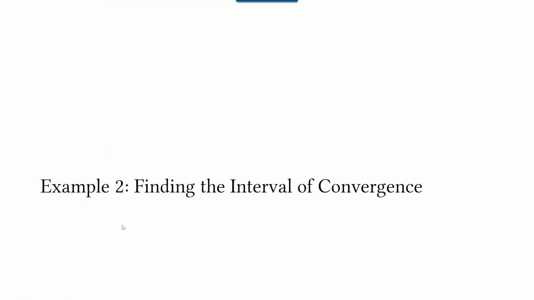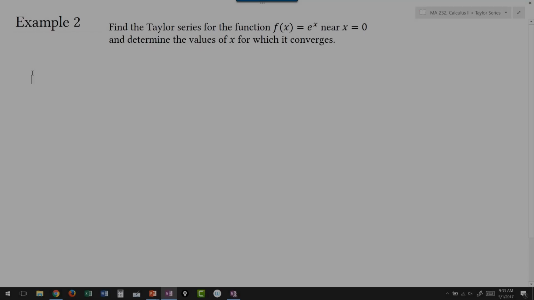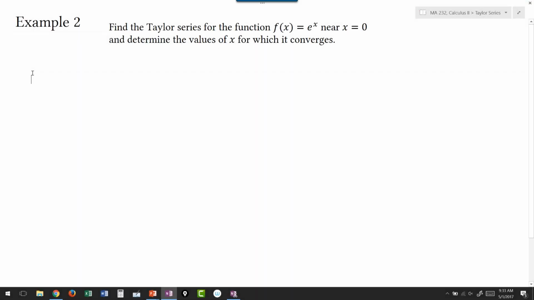Let's do a second example. Here we're going to find the Taylor series for the function e to the x near x equals 0, and also determine the values of x for which it converges. We've already done the first part. The function e to the x has Taylor series representation n equals 0 to infinity, with nth term x to the n over n factorial.